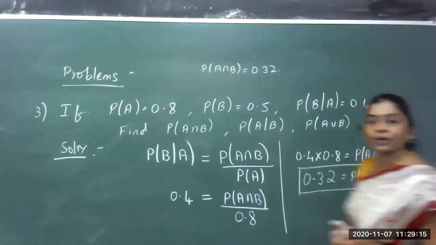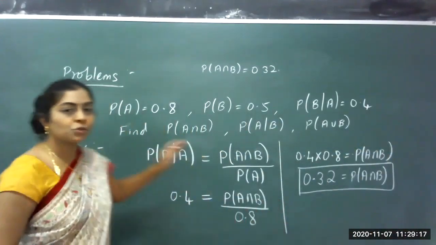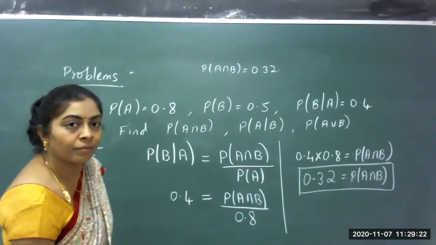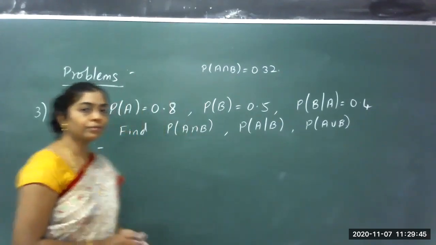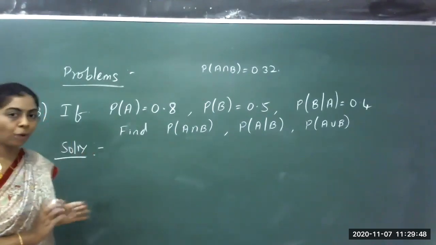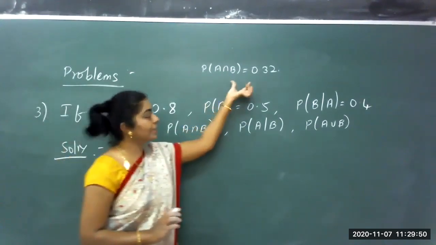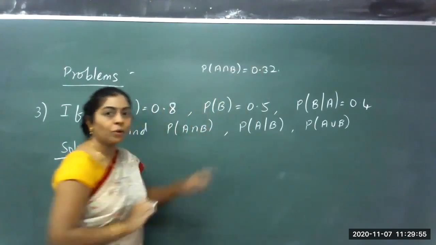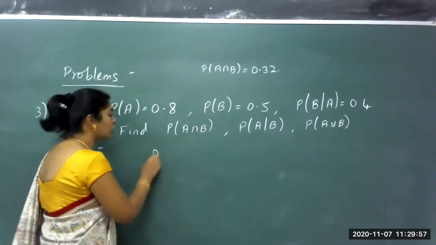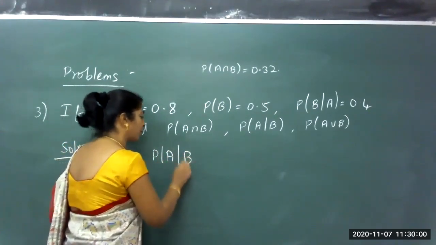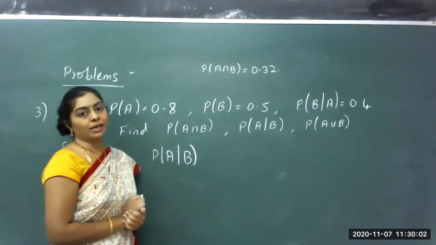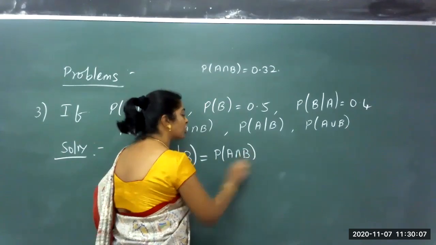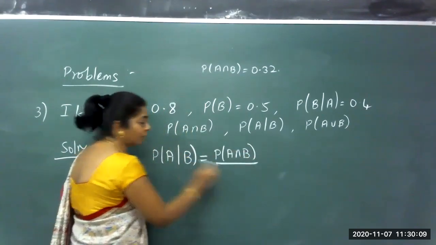Similarly, let us try to find the next one. So this is the first one, which we have rearranged. In the same problem, we found probability of A intersection B as 0.32. Now, we'll go for the next one: conditional probability of event A when B has occurred. What is it given by? Probability of A intersection B divided by the probability of which event has occurred?